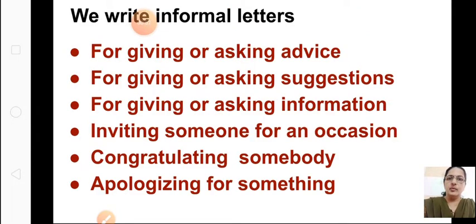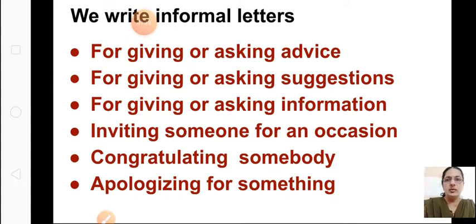Why do we write an informal letter? For giving or asking advice. Suppose you want to ask some advice, or you want to give some advice to your friend who is not able to learn or who is not feeling well. So you are giving some advice to him. That time you will write an informal letter. Also for giving or asking suggestions.